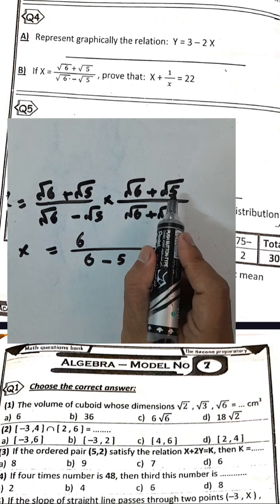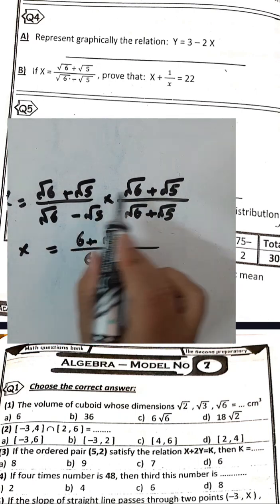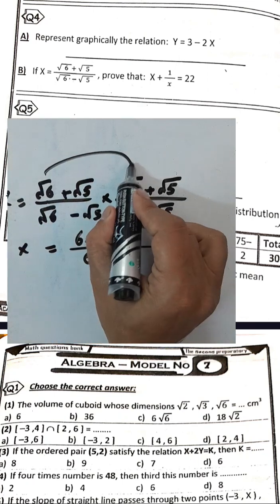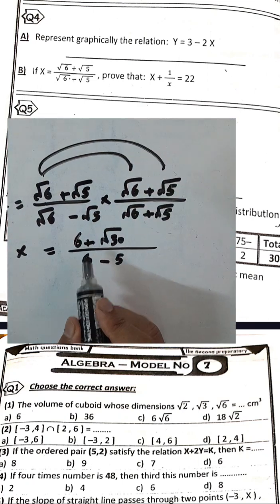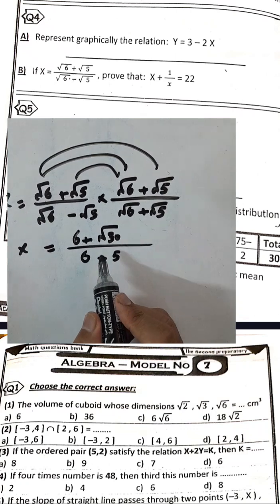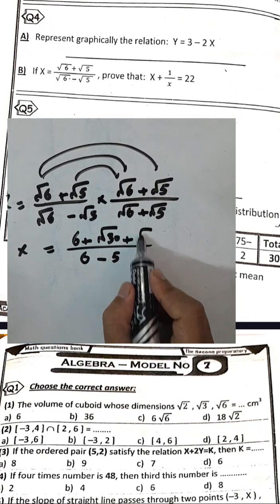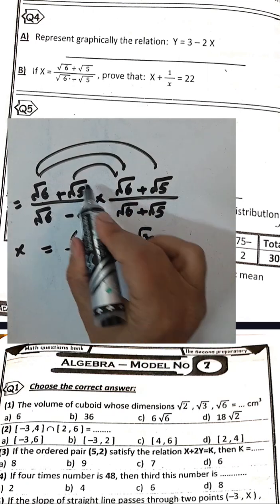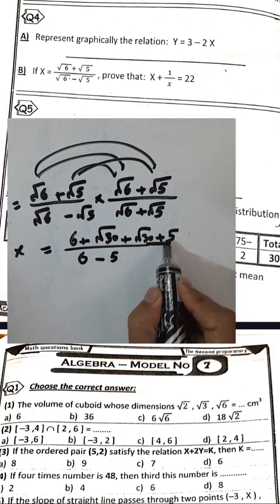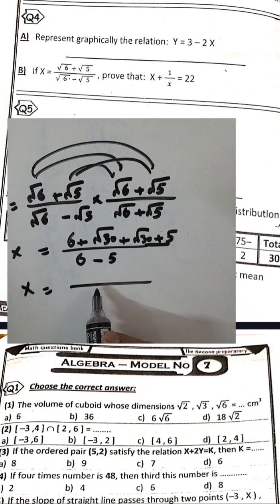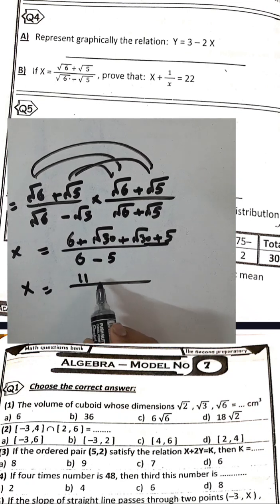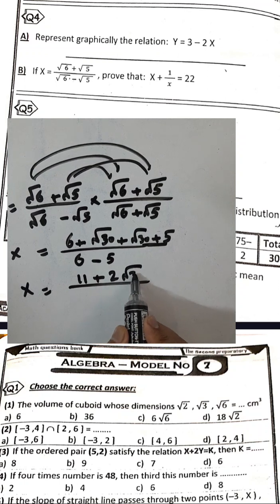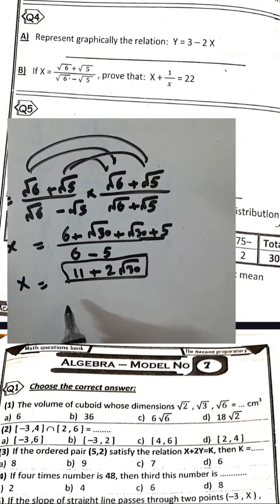Root 6 times root 5, it will be root 30. Okay, distributive here. And then root 5 times root 6, it will be root 30, and root 5 times root 5, it will be 5. Then x will be equal 6 plus 5 equals 11, and root 30 plus root 30, it will be 2 root 30. This is the value of x.